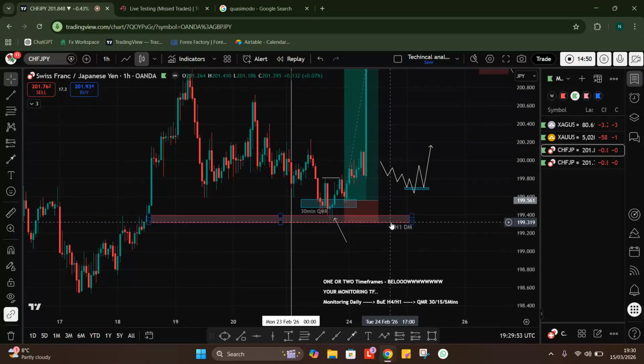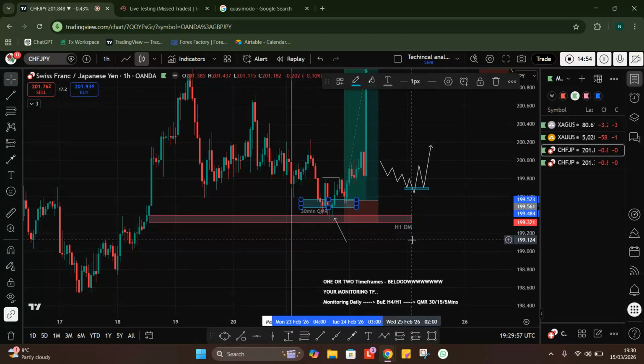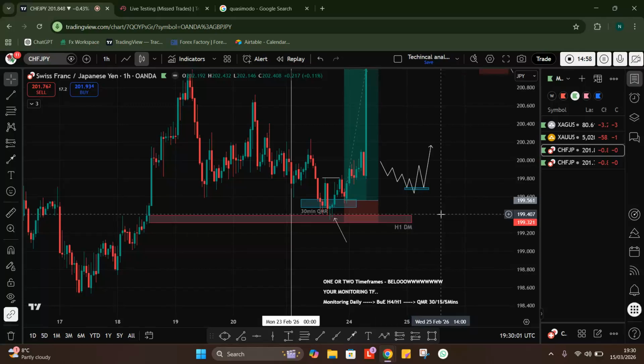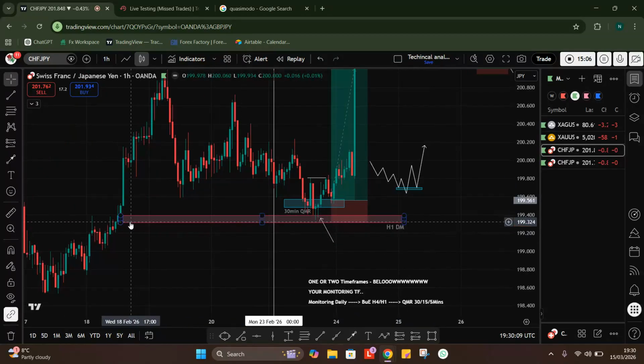One in red is the monitoring level. One in blue is in step 3, just like you've seen. It's the level I'm looking to enter from, so the lower time frame point of interest. And here I'm using a double Marubozu. So I'm not using supply or demand, I'm not using support or resistance.